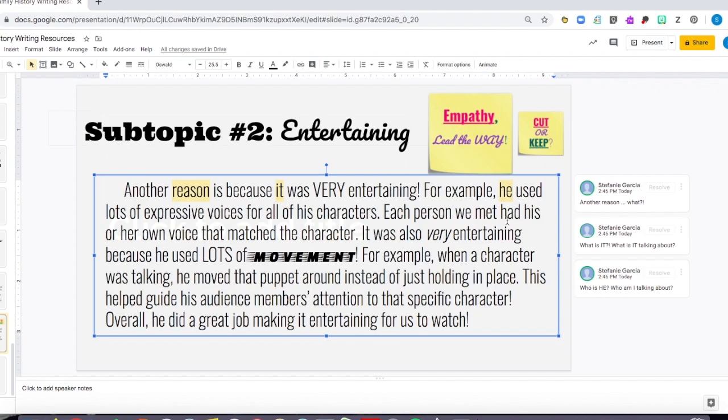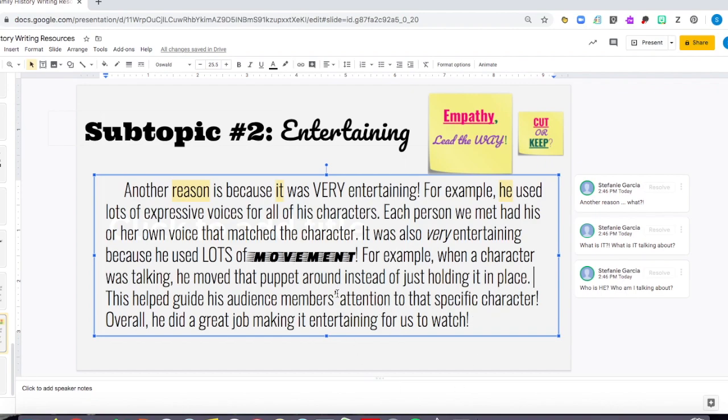Each person we met had his or her own voice that matched the character. It was also very entertaining because he used lots of movement. I think maybe this sentence will make sense once I have answered these questions, so I'm going to leave it for now. For example, when a character was talking, he moved that puppet around instead of just holding, I need to add in the word it, in place. This helped guide his audience members' attention to that specific character.